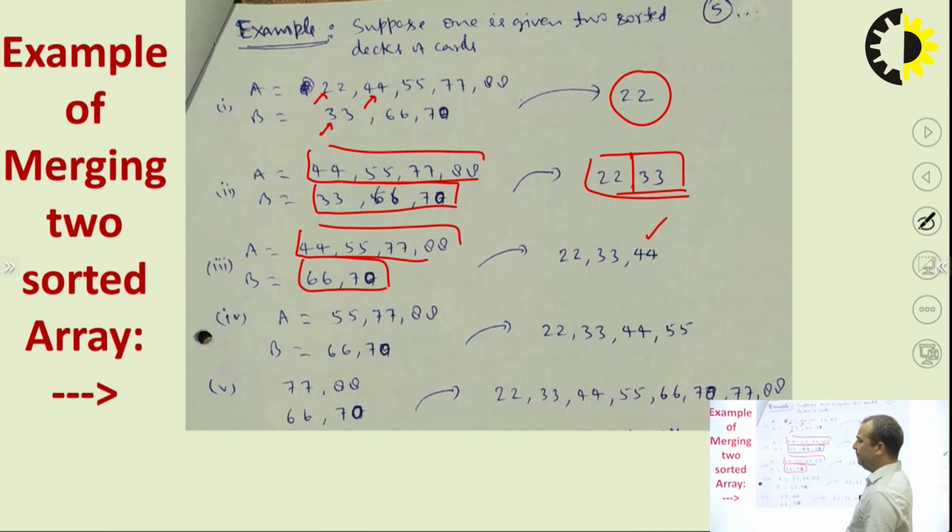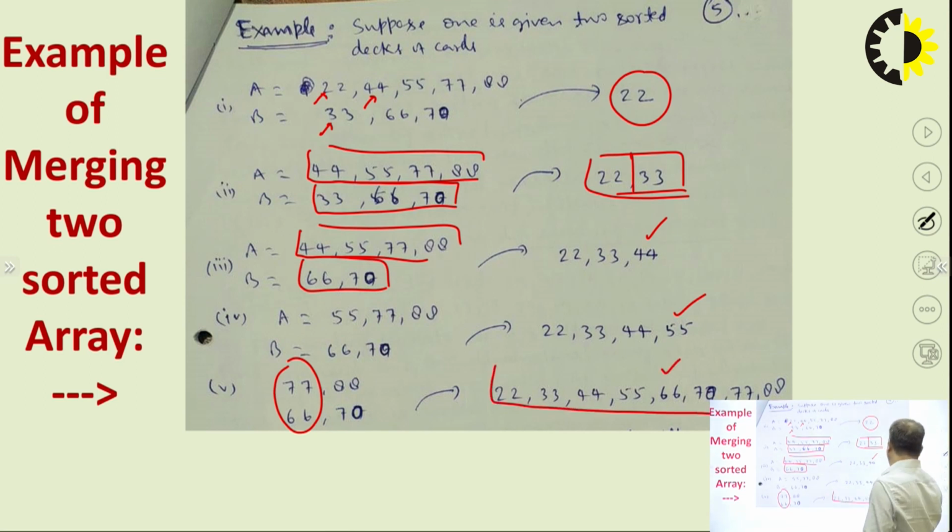Again apply the same. Which one will be lesser, 55 or 66? 55 comes here. After that the arrays will be 77, 88 and 66, 70. Which one is lesser? Out of these, 66. So this will come here, and so on. So we will get this resultant sorted array. But this is not merge sorting.